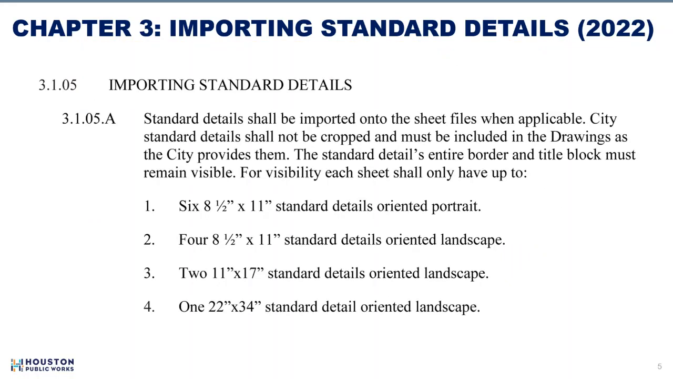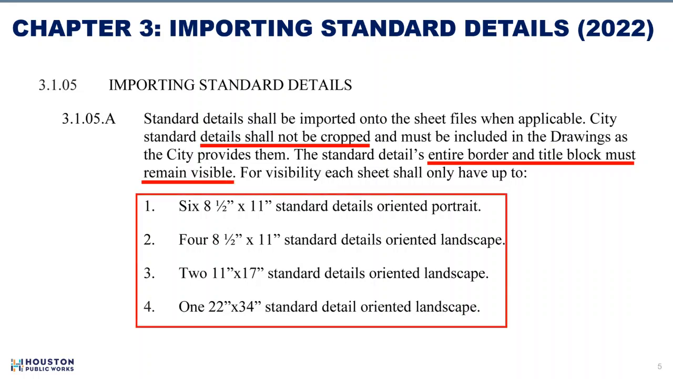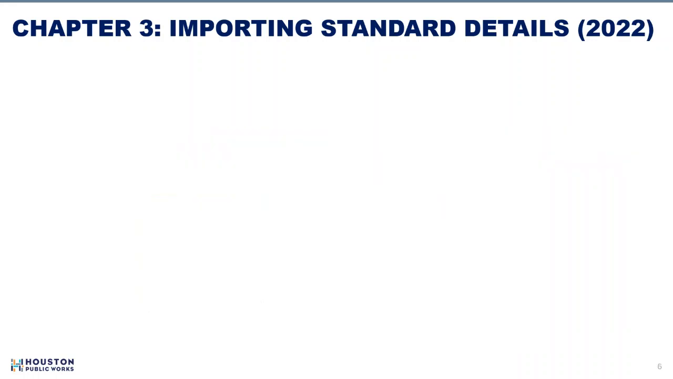The updated requirements explicitly require that the standard detail not be cropped, and the entire border and title block must remain visible. Guidance has also been improved by listing some possibilities for standard details placed on a sheet. Our standard detail title block has been updated too.